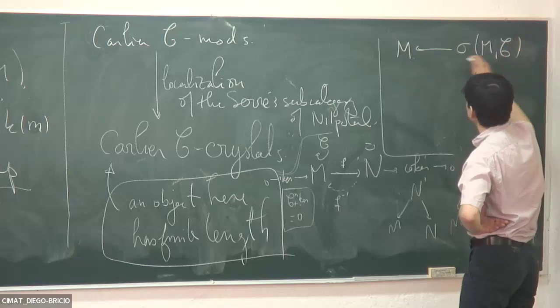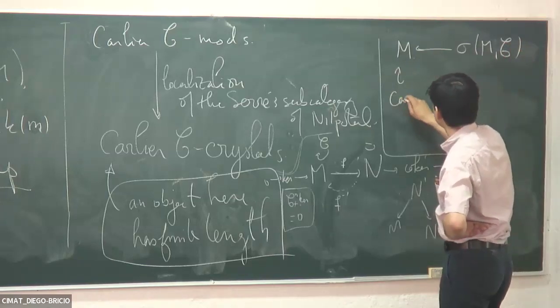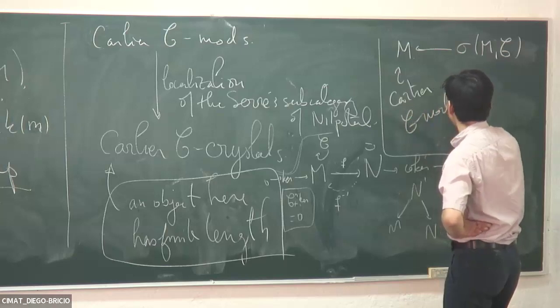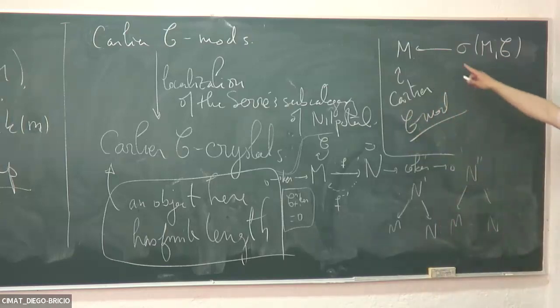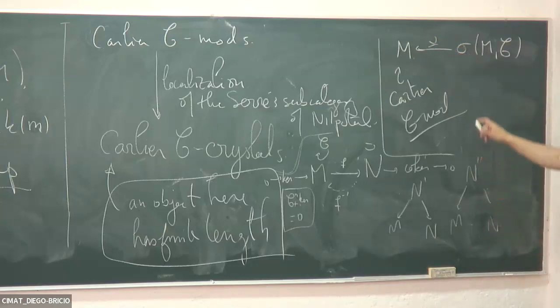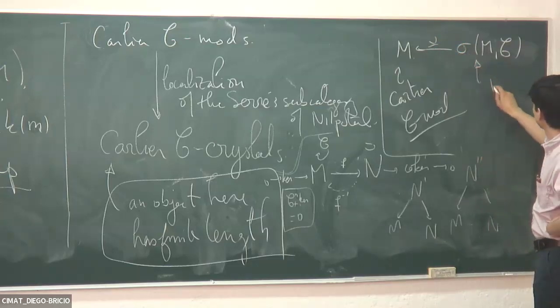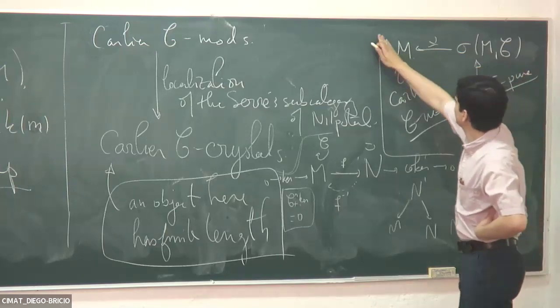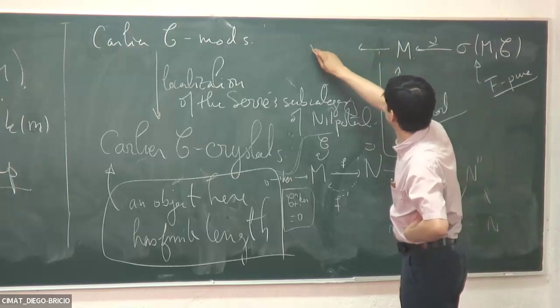We call it like this. This is a Cartier module. And so it admits this submodule. This is literally a submodule, but this one is pure. And the quotient here is important.